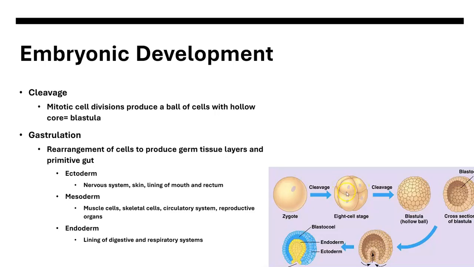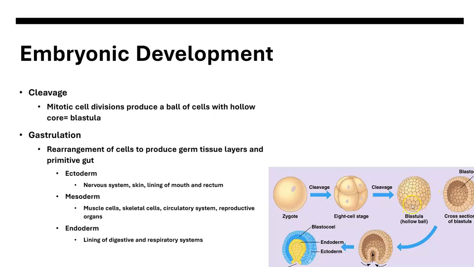So we have an 8-cell stage where we have 4 cells on top, 4 cells on the bottom, and then it continues to go through even more cell divisions. Notice the cells are pretty big originally in this 8-cell stage, and then they're getting smaller and smaller because they're just dividing up. The whole zygote is not getting any bigger in size at this point in time. It's just going through mitotic divisions. And pretty soon it forms a ball of cells that we call a blastula.